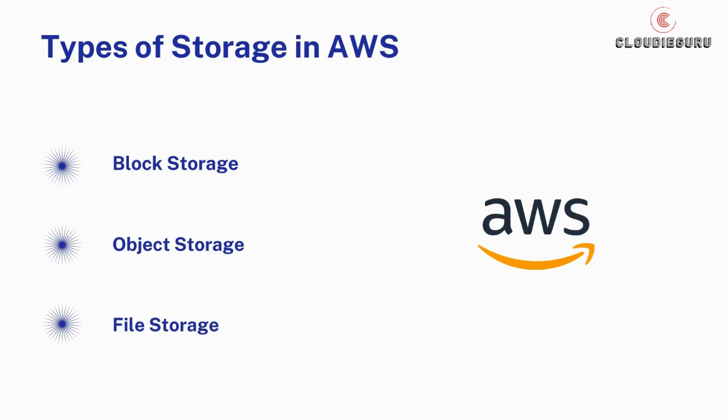Now, let's look at different types of storage in AWS. AWS provides three types of storage: block storage, object storage, and file storage. Let's look at them one by one.